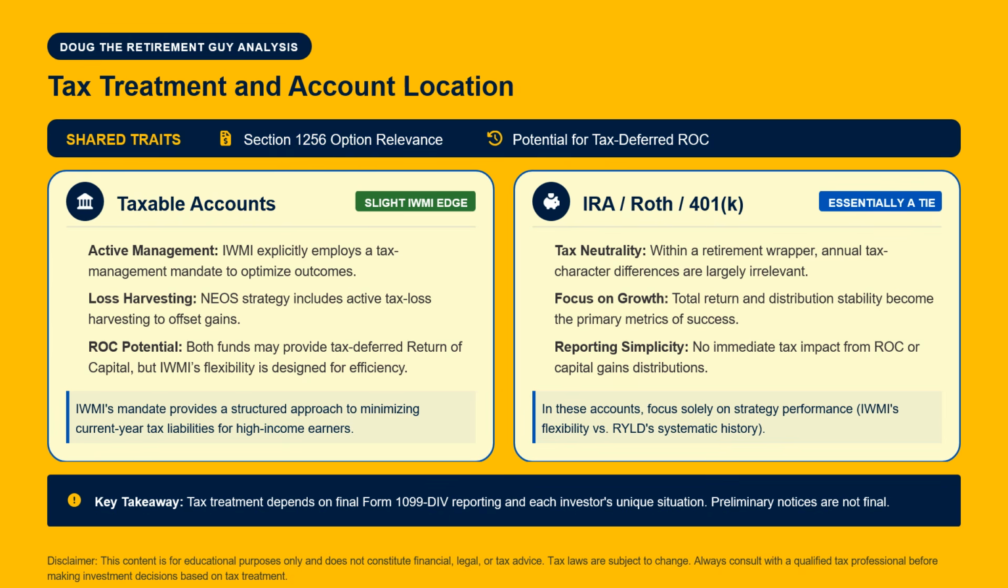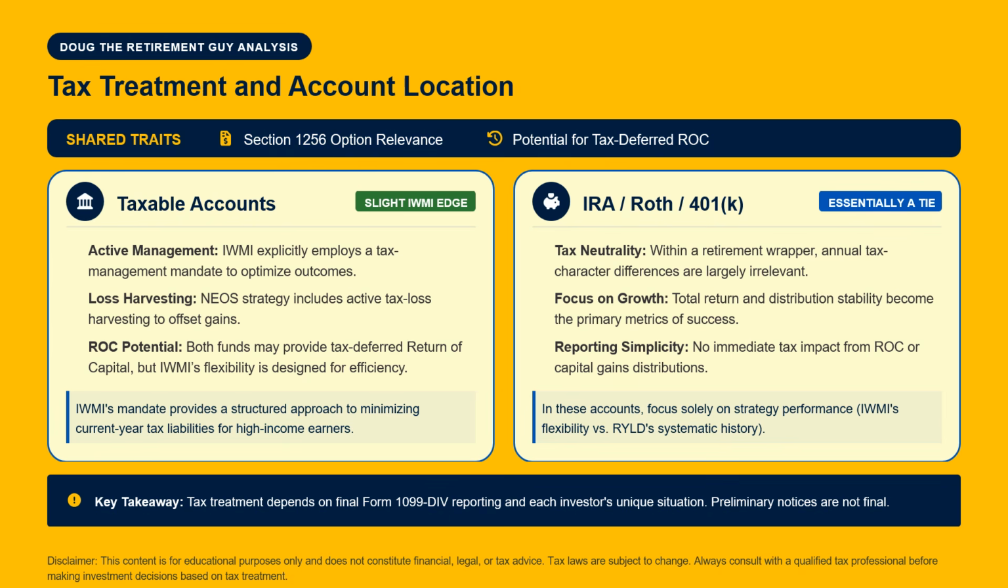So when we get into the tax account and tax treatment on this, in taxable accounts, IWMI is actually the better piece of the puzzle. It has a slight edge because of the 1256 and the tax harvesting. In an IRA, I think both of these two are essentially tied. They can do the same exact thing across the board, because in a tax program, IRA, Roth, 401k, they have to follow the rules of the fund and the rules that are set for those particular pieces. So really about a tie.